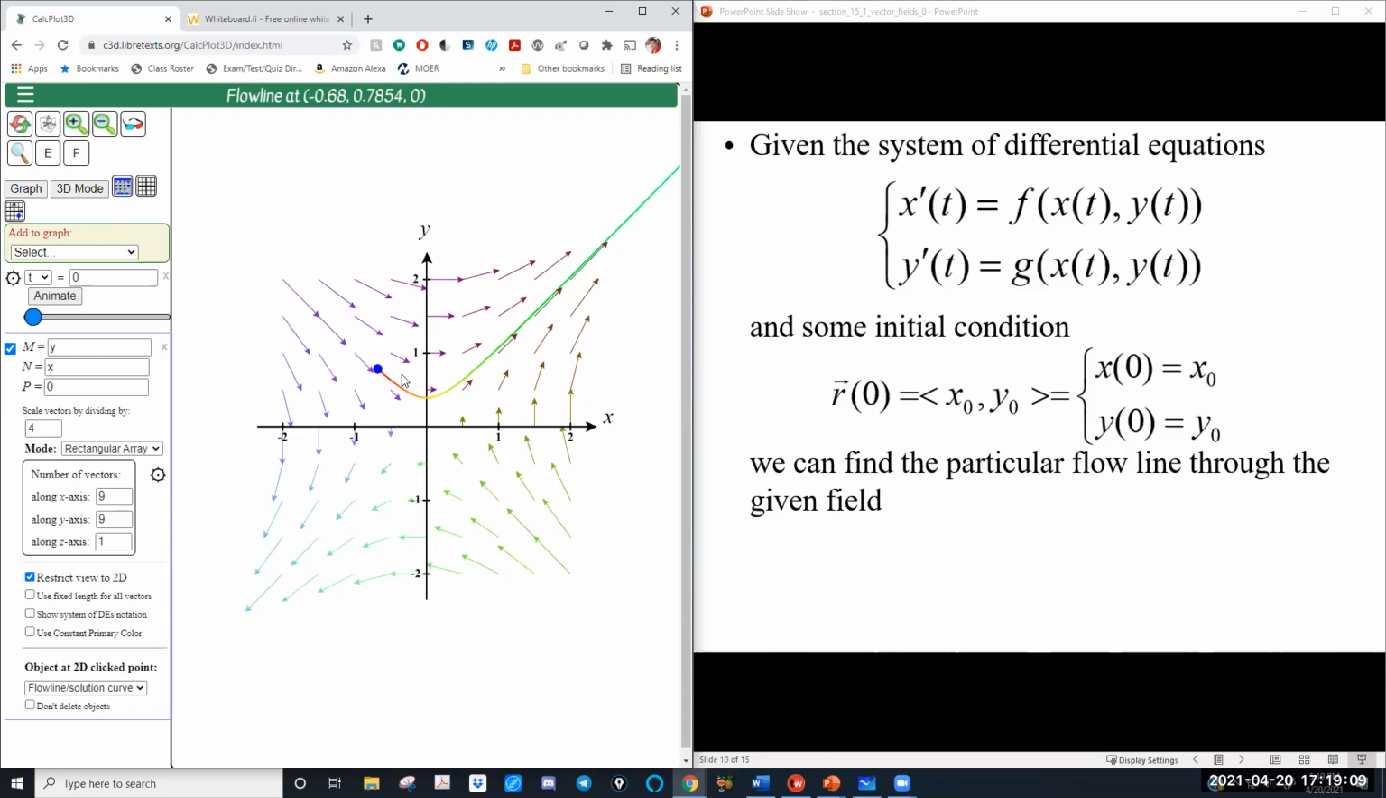What I want you guys to take from this is, well, we have a velocity vector field, or in general, a vector field. Depending on where our object starts in the vector field, we'll have a particular path. That's all we need to take from this.